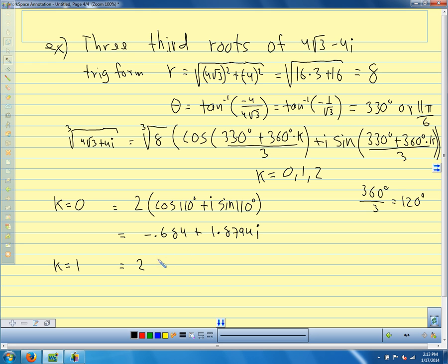So now we can find 2 times the cosine of 110 plus 120, 230, plus i times the sine of 230. And when I calculate this out, I get that this is about negative 1.2856 minus 1.532 i when I calculate this in my calculator.